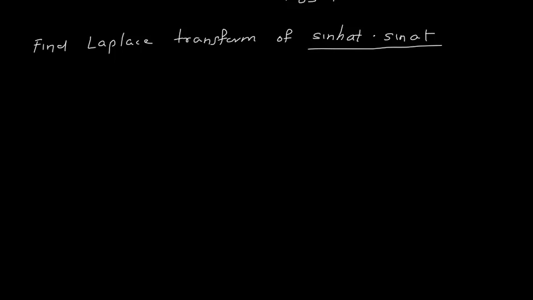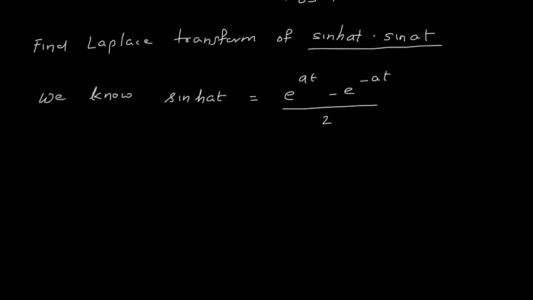So if you see this sine hyperbolic at, we know that sine hyperbolic at is equal to e power at minus e power minus at, whole divided by 2. So I have to find the Laplace transform of sine hyperbolic at into sin at. Therefore, first I will find Laplace of sin at.